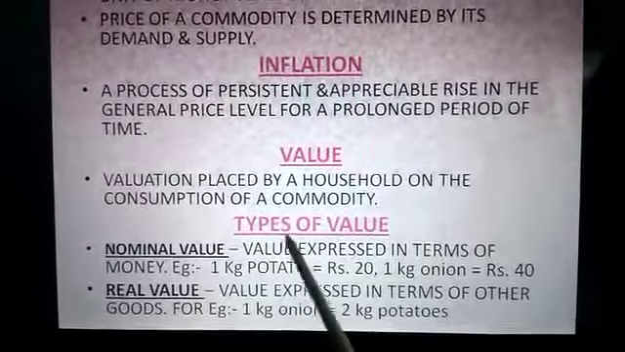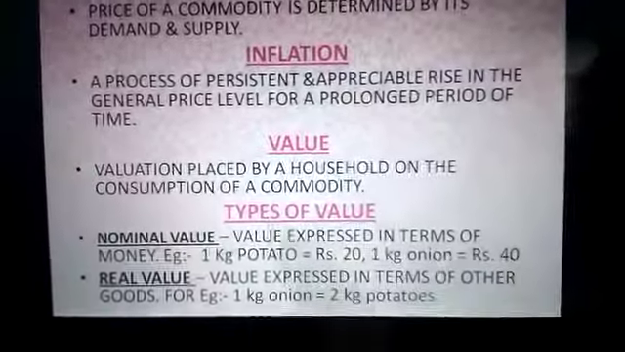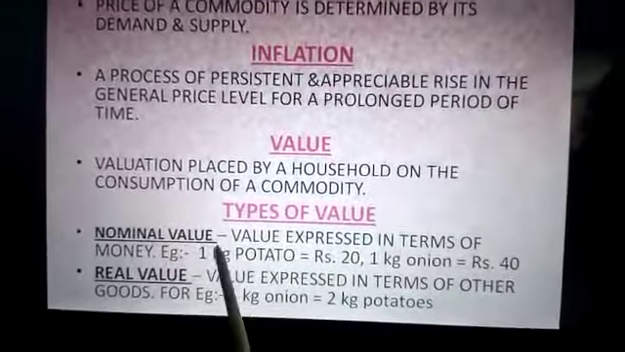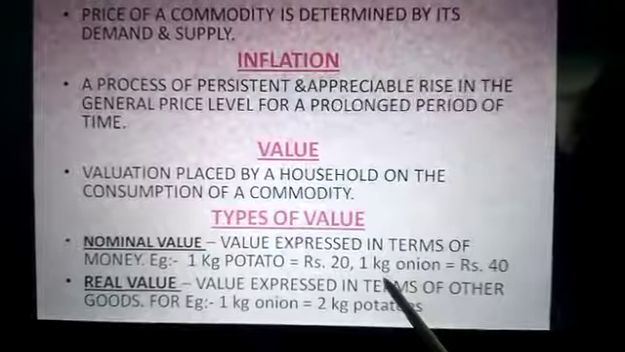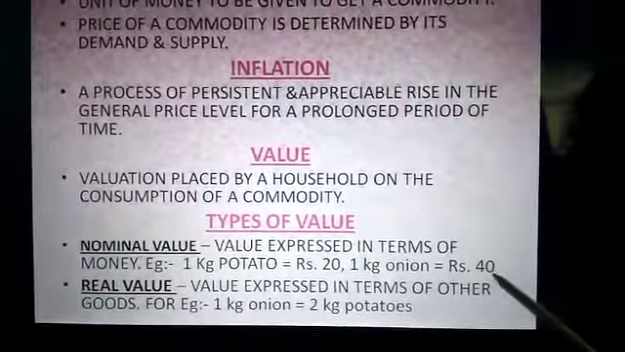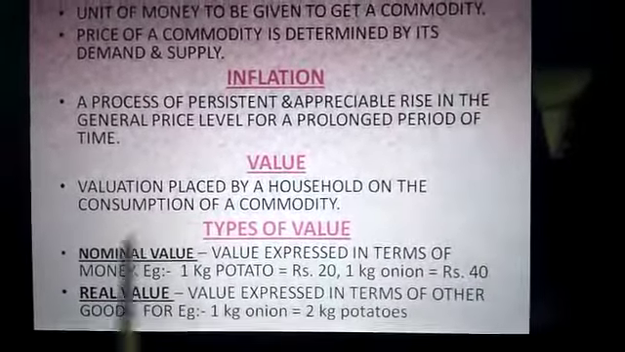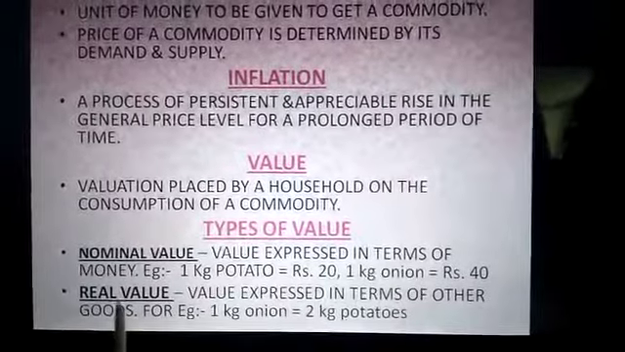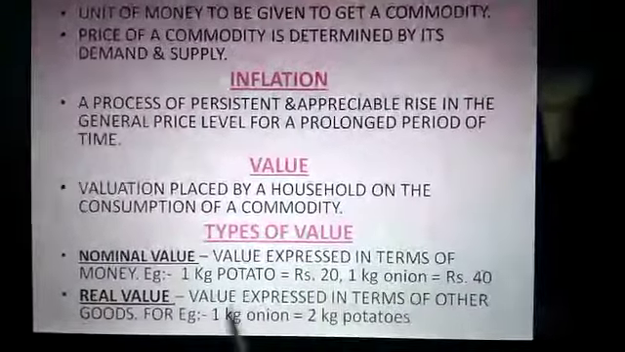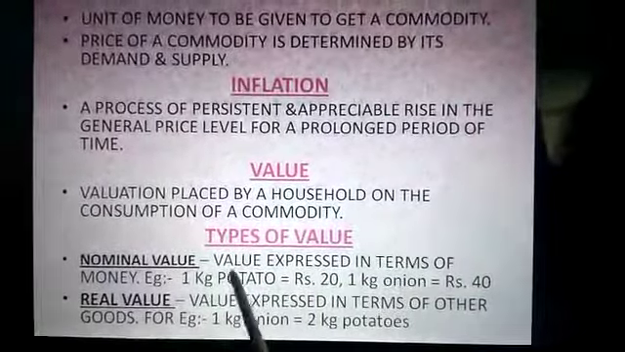Nominal value is the value of a commodity expressed in terms of money. For example, the value of 1 kg potato is 20 rupees and the value of 1 kg onion, say 40 rupees. Now, real value is the value which is expressed in terms of other goods. For example, see these two products.